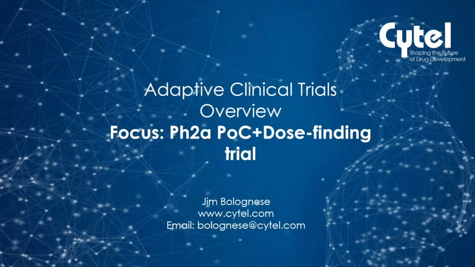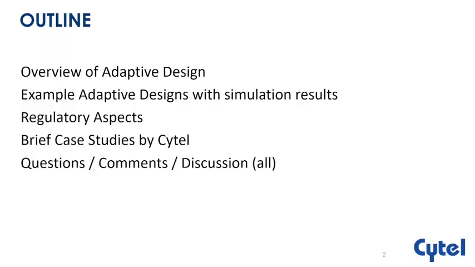The focus is going to be on phase 2 proof of concept and dose finding via adaptive design. We'll start with a general overview of adaptive design briefly, and then show some example adaptive design results in the dose finding arena, a quick mention of some regulatory aspects, and then a case study before we open up to questions and comments.